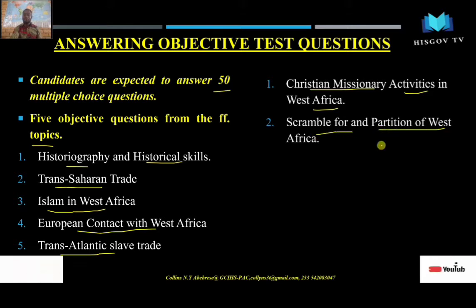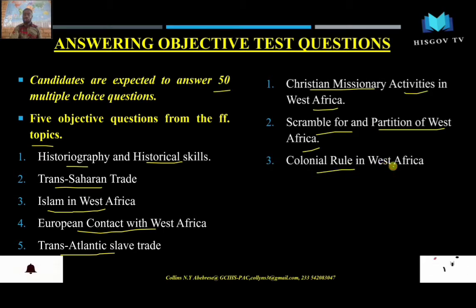Then we will look at the scramble and partition of West Africa. So the reasons for the scramble, the effect of the scramble, the Berlin Conference of 1884 to 85, and generally the effect of the scramble and all of that. The recommendations and the terms in the Berlin Conference, the agreement and all of that. All of that is important. You get 5 questions from that area too as well.